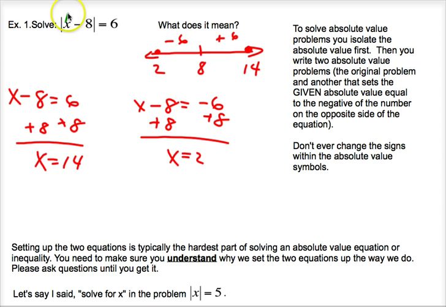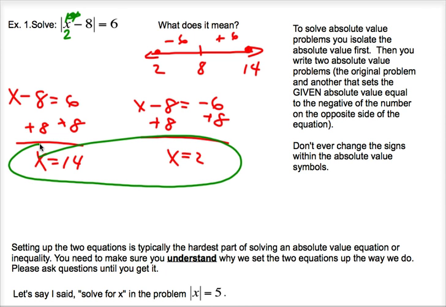So here, if you plug in a 14, you get the absolute value of 6, which is 6. And then if you turn around and plug in a 2, 2 minus 8 is negative 6. So you get the absolute value of negative 6, which is 6. So this one works for both. Feel comfortable? Let's go ahead and circle those answers.